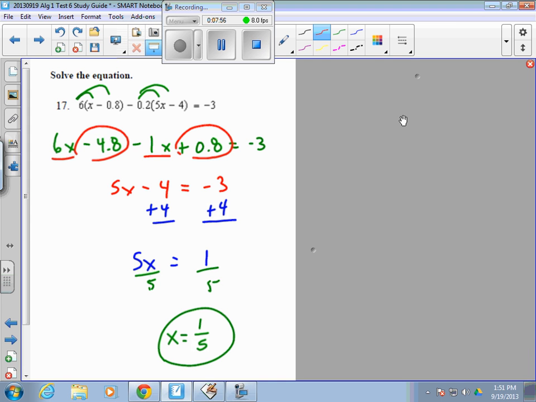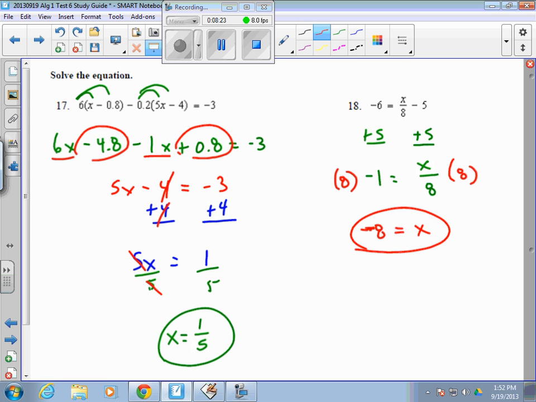Then combine your like terms. You can combine 6x and negative 1x to get 5x, and you can combine negative 4.8 and positive 0.8 to get negative 4, and again, equal to negative 3. So then undo minus 4 by adding it to both sides. It'll cancel on the left, leave you with just 5x on the left. Negative 3 plus 4 is 1, so then get rid of 5 times something by dividing by 5 on both sides, and x equals 1/5.